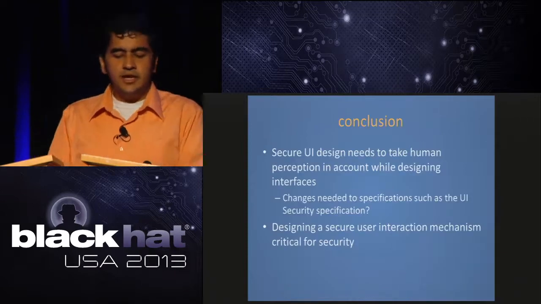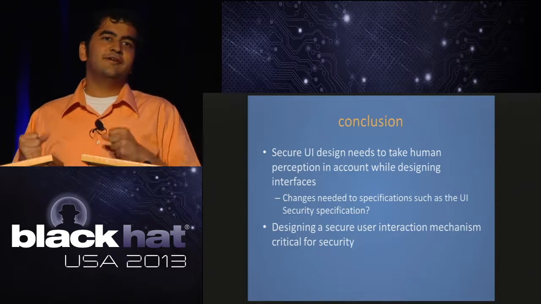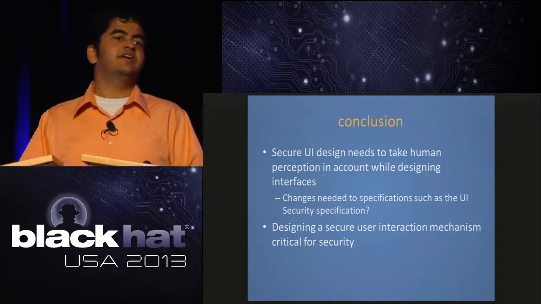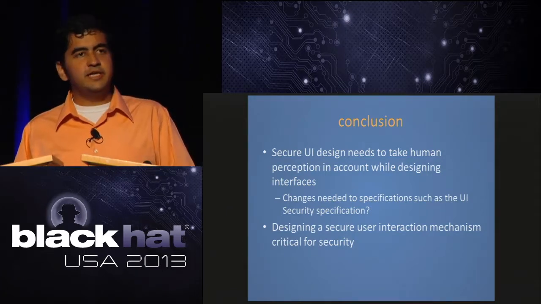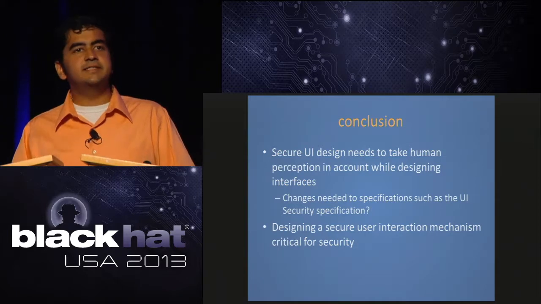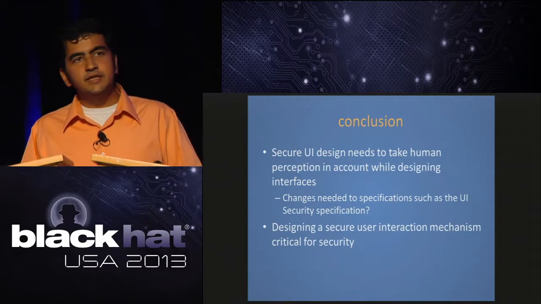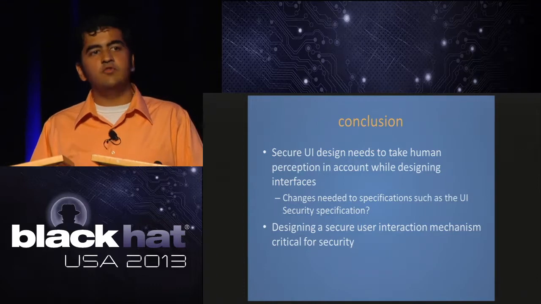And so in conclusion, secure UI design till now has worked with this model of: if this sensitive button is fully visible for some amount of time, we are safe. That is not a good enough model, according to me. We need to really start taking human perception and limitations of human perception into account while designing secure user interfaces. Possibly some changes are needed to the UI security specification, or maybe just the fact that this specification is not a panacea and it's not going to solve all our problems.